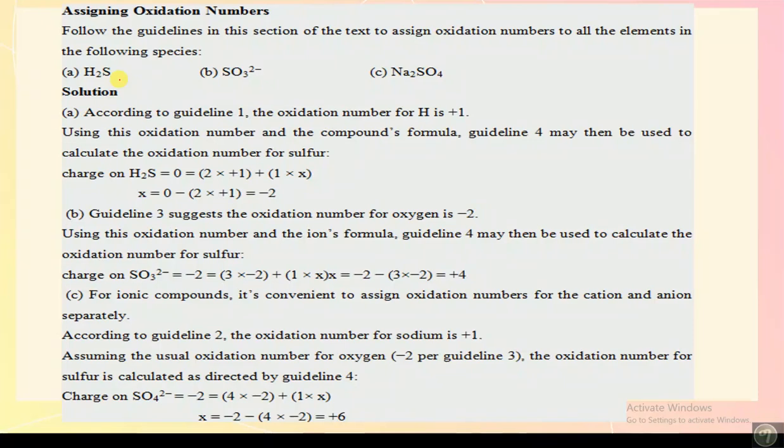Let us see by examples. We are asked to find the oxidation number of sulfur in these 3 compounds: hydrogen sulfide, sulfite ion, and sodium sulfate. Sulfur is present here, and sulfur is again present in sodium sulfate. Recalling the rules we saw earlier, we can calculate the oxidation state of sulfur. For example, in hydrogen sulfide, what did we say the oxidation number of hydrogen is?